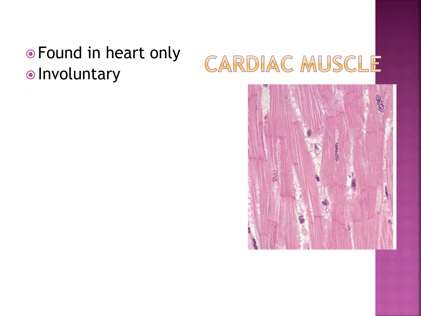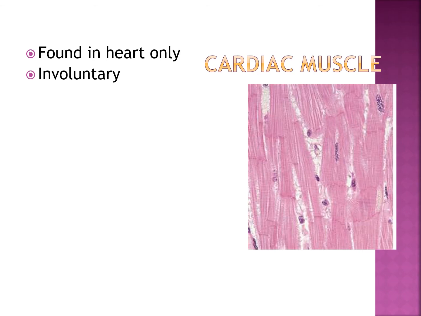Now, in the case of cardiac muscle, it is involuntary. What that means is skeletal muscle is voluntary. Cardiac muscle and smooth muscle are involuntary. This is a term that we call innervation. Basically, what part of the brain controls these muscles?